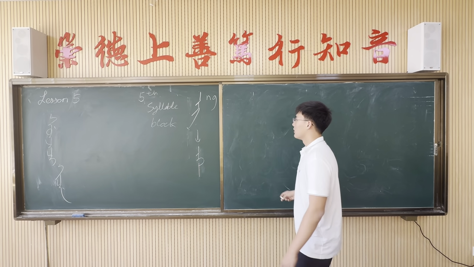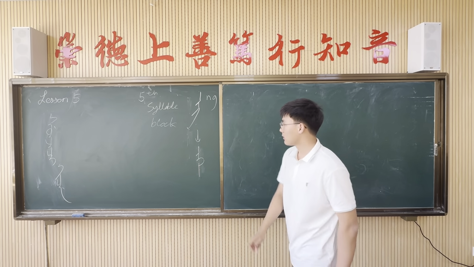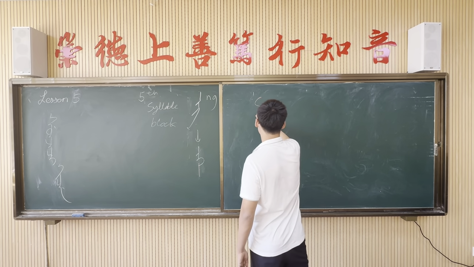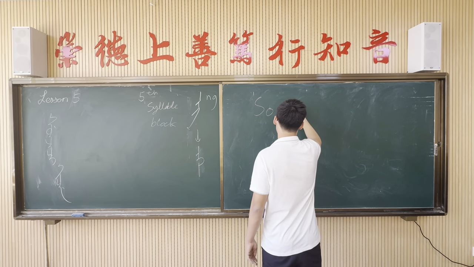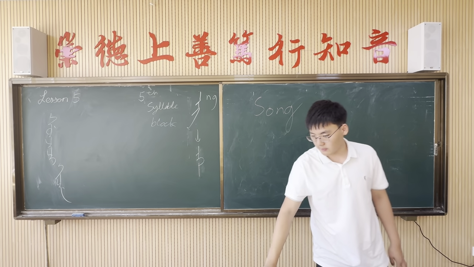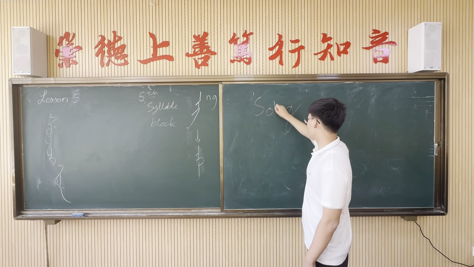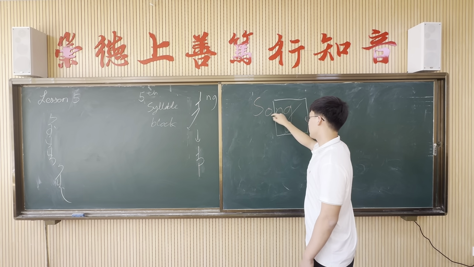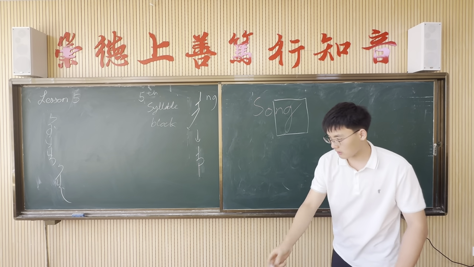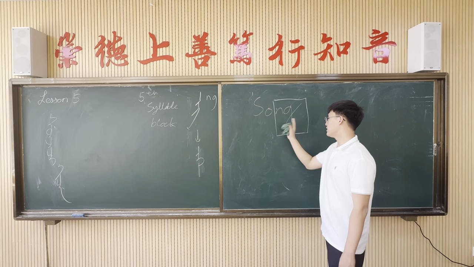Okay, so now I'm going to use this example. In English, let's use the English word song, right? Song. Now the fifth syllable block is very similar to the pronunciation of NG here in this scenario. Alright? So it has the pronunciation of NG.